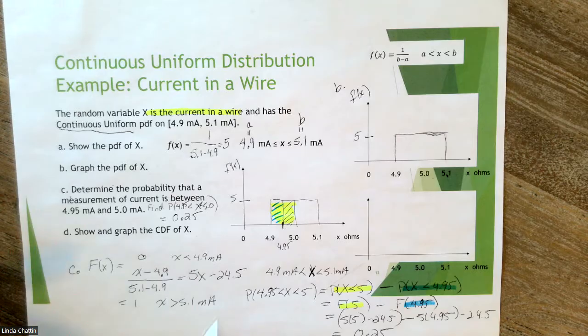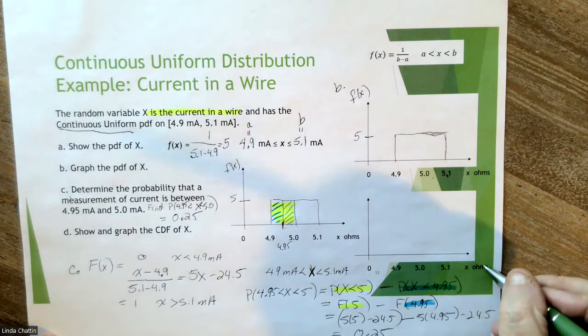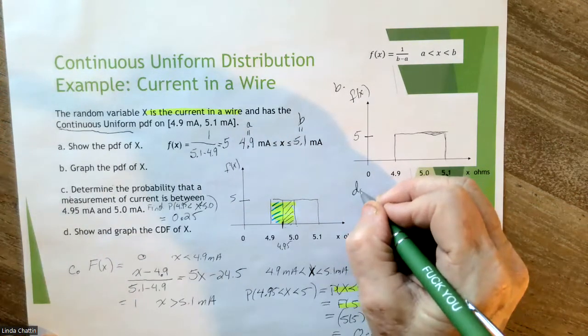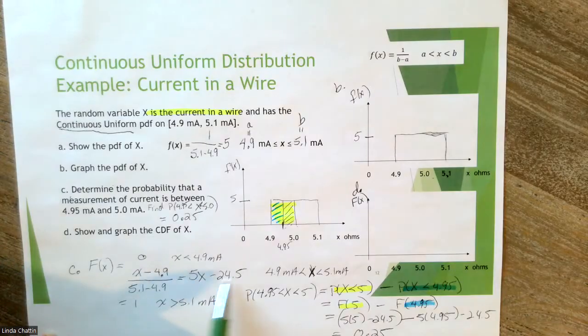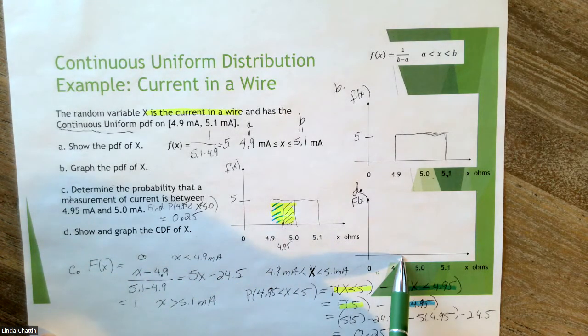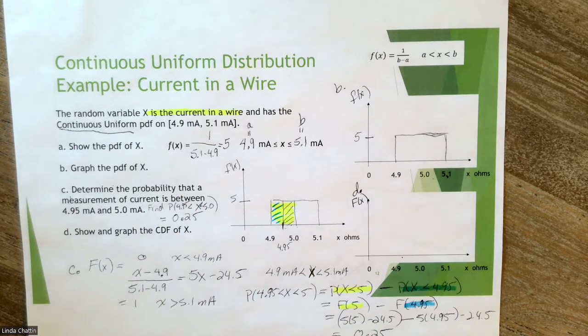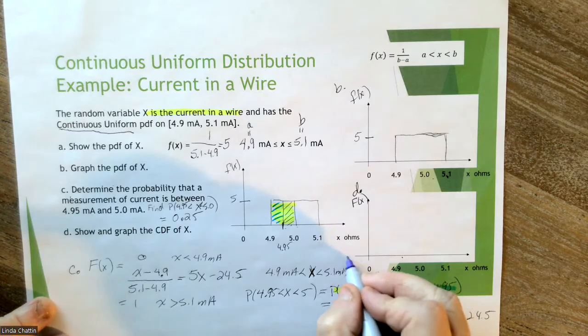Well, that's convenient because we just developed it here. So pretty easy to do. Here is X. So this is going to be part D, this graph here. This is going to be the CDF of X. And we can see that it's going to be 0 until we get to 4.9 right here. Let me get a nice contrasting color here. So it's going to be 0 until we get to 4.9.